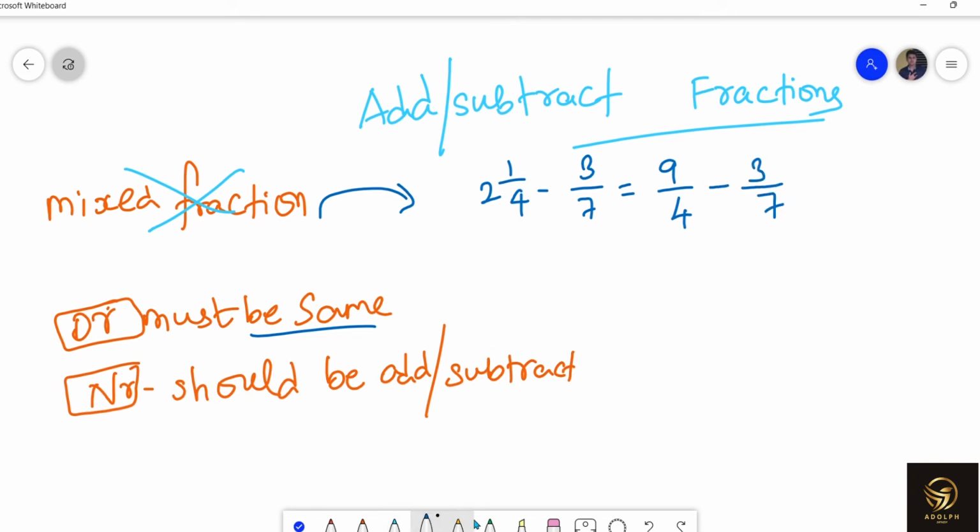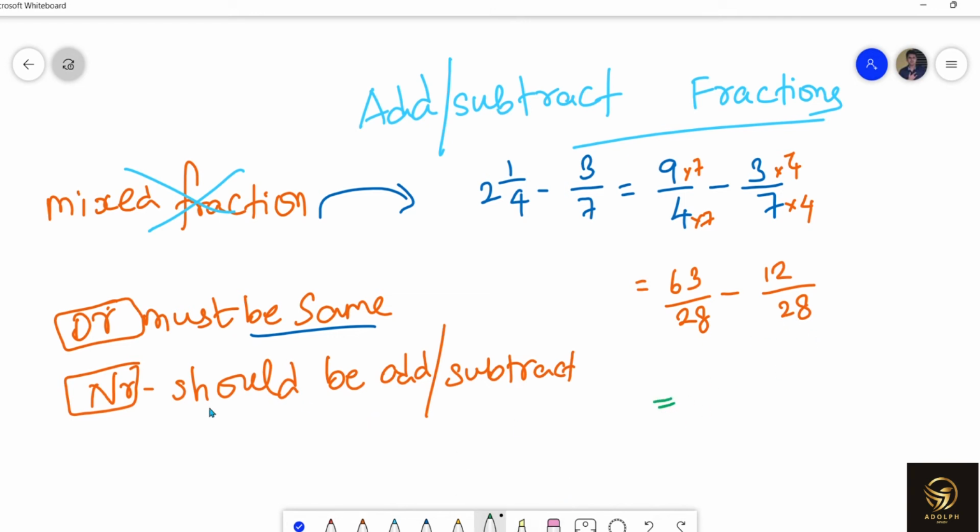Then next we have to make the two denominators the same. So we are checking the LCM of the two denominators, or what they can be converted to, being the same denominator. It is nothing but 28. So the first fraction should be multiplied by 7 and the second fraction should be multiplied by 4. For the first one, we are getting 63 divided by 28 minus 12 divided by 28. So we are just ensuring that the two denominators are the same.